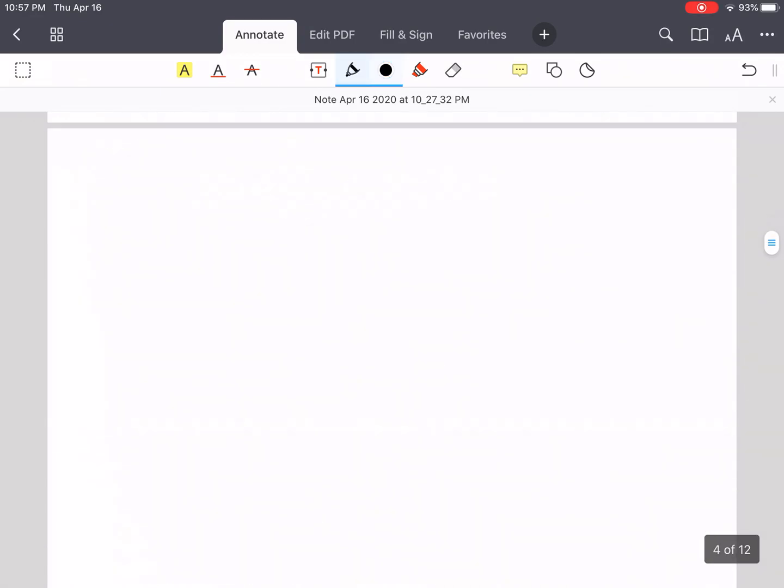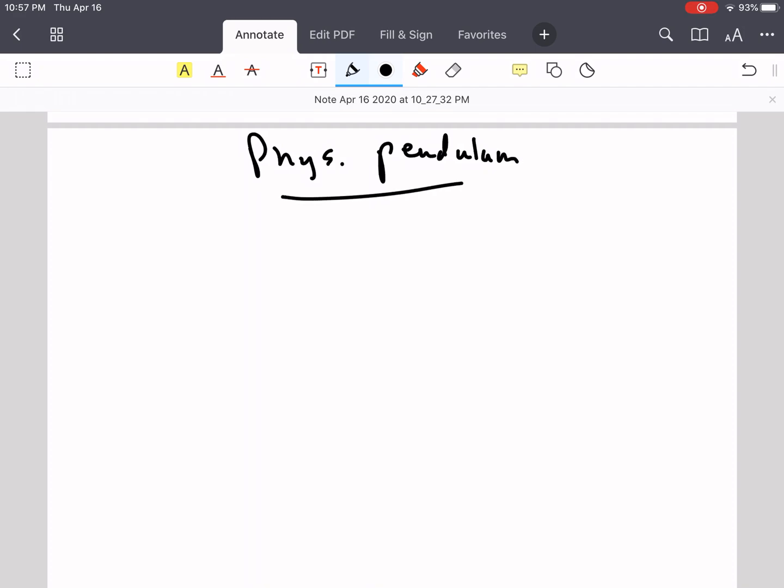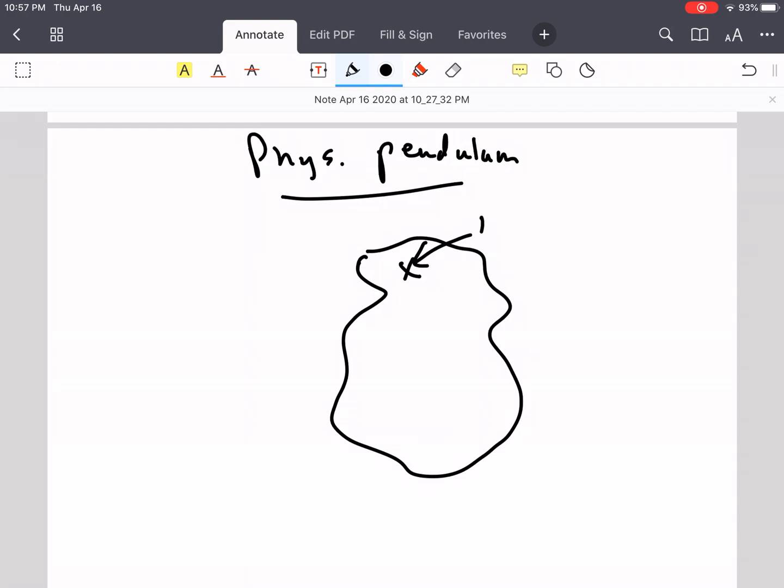So imagine I have some complicated object, our physical pendulum. And it looks like whatever it looks like. I don't really care. It looks like this blobby thing. There is an axis about which it rotates. And somewhere in this figure is the center of mass. I'm going to go ahead and label the center of mass as being right here.